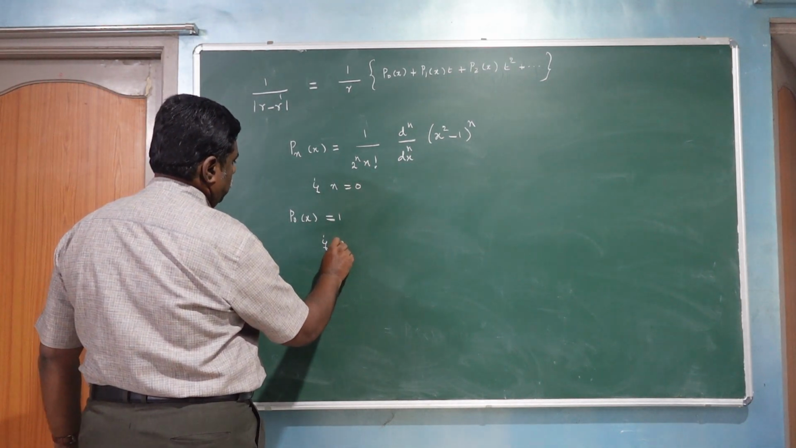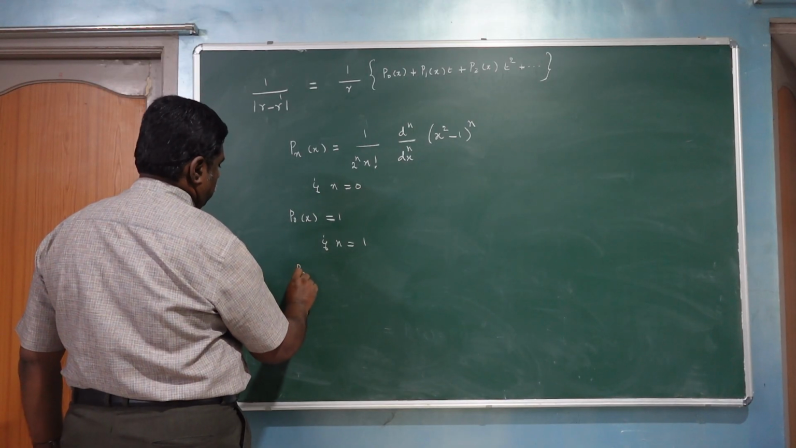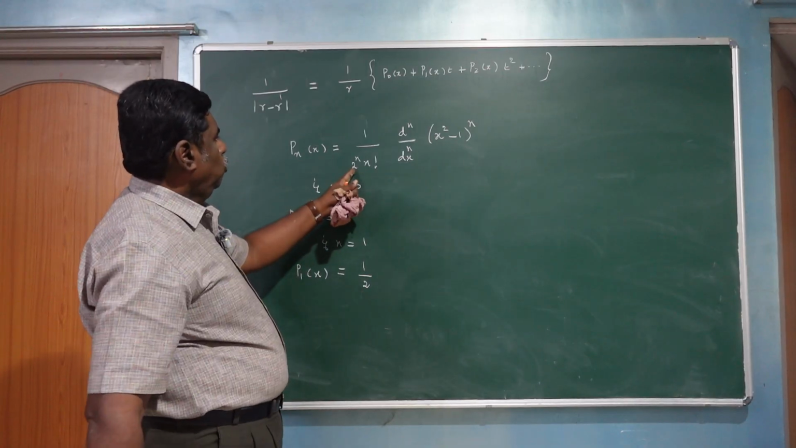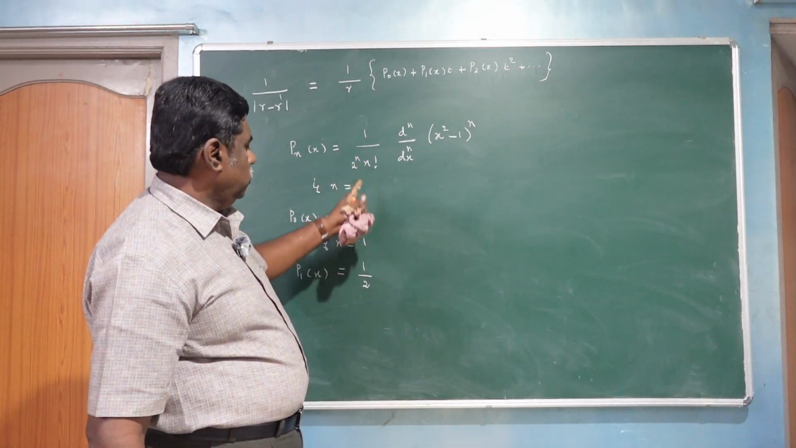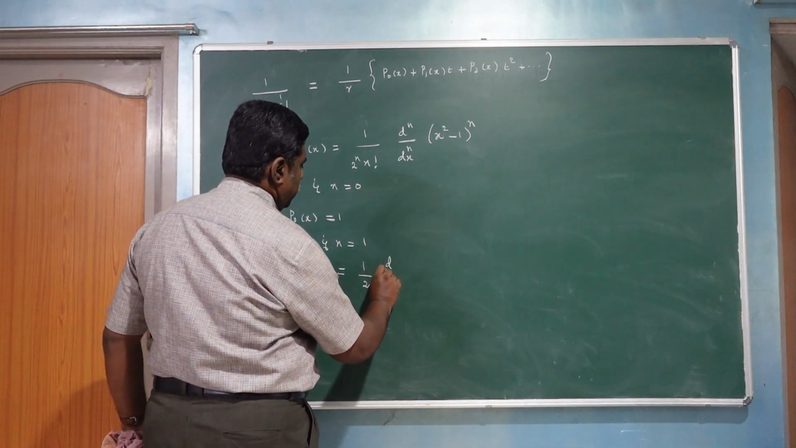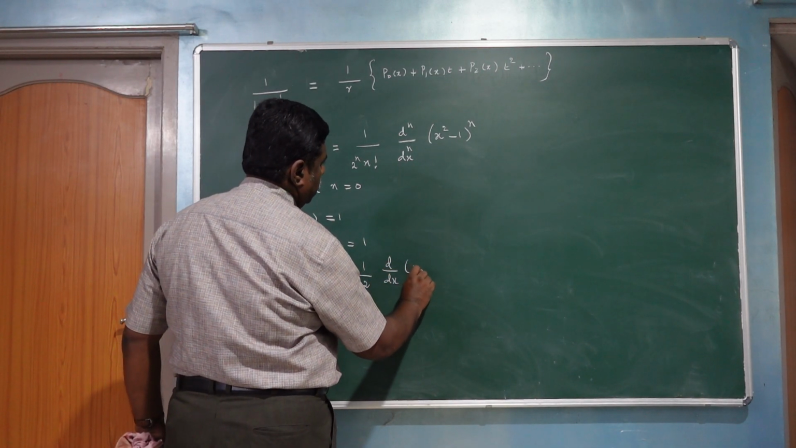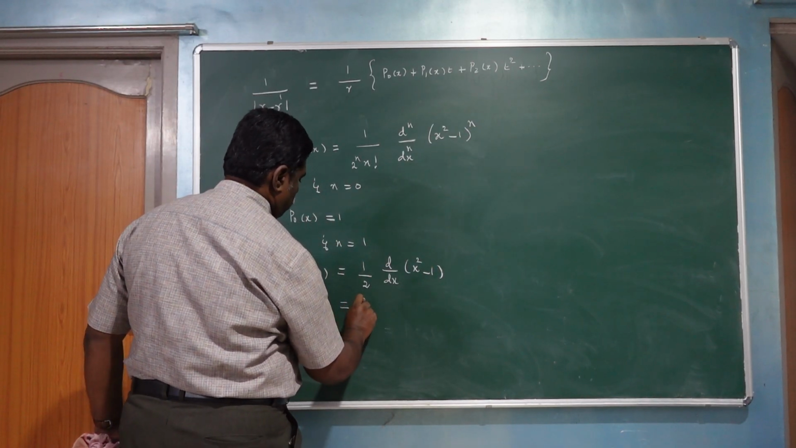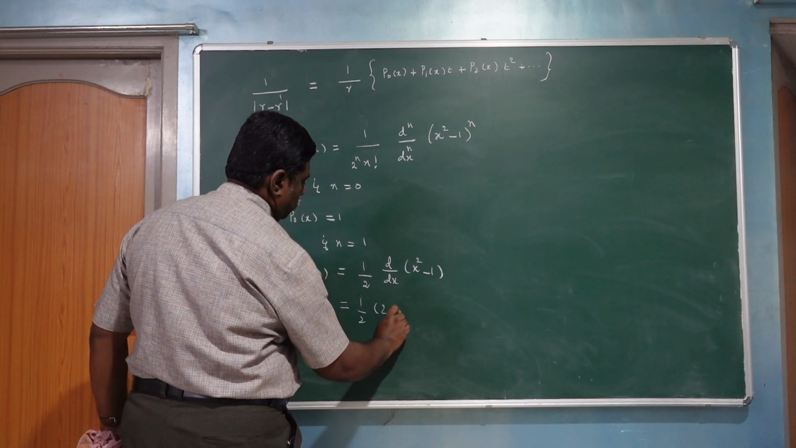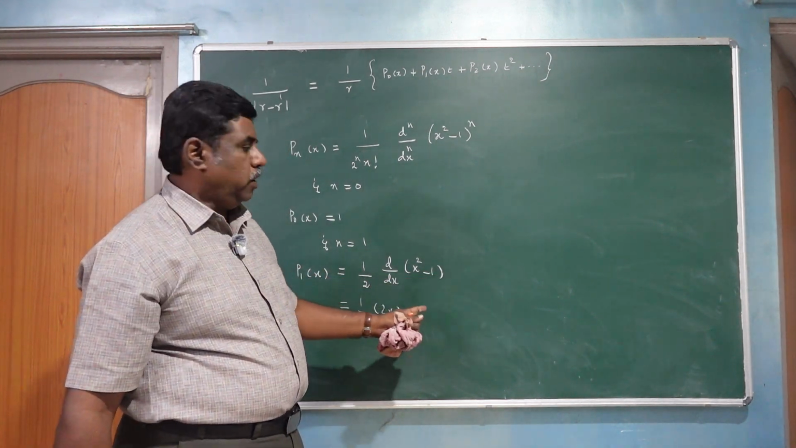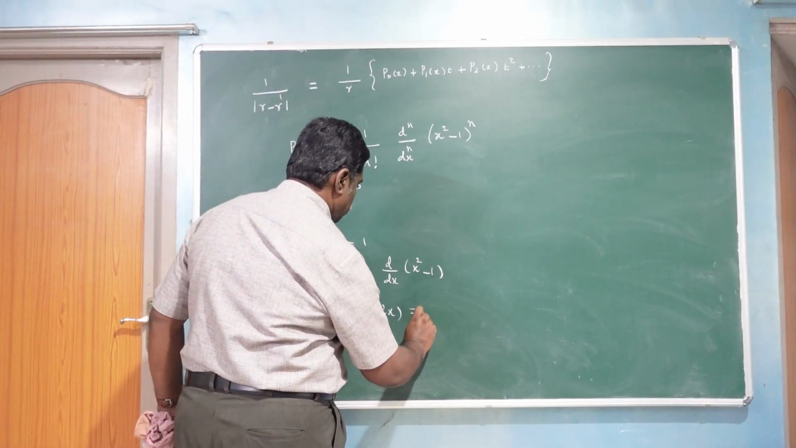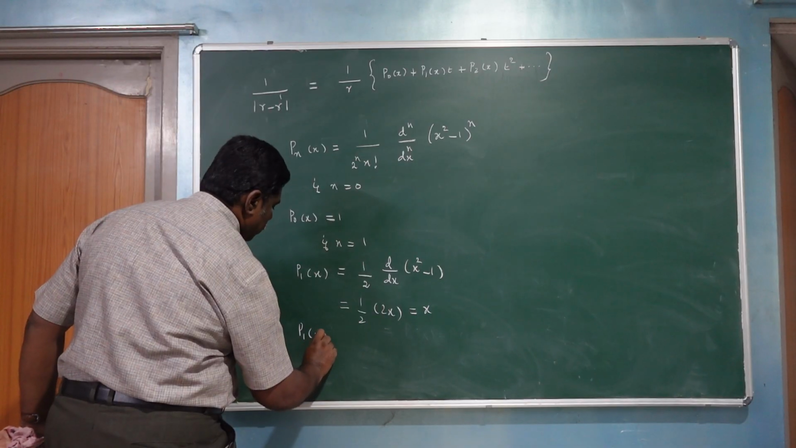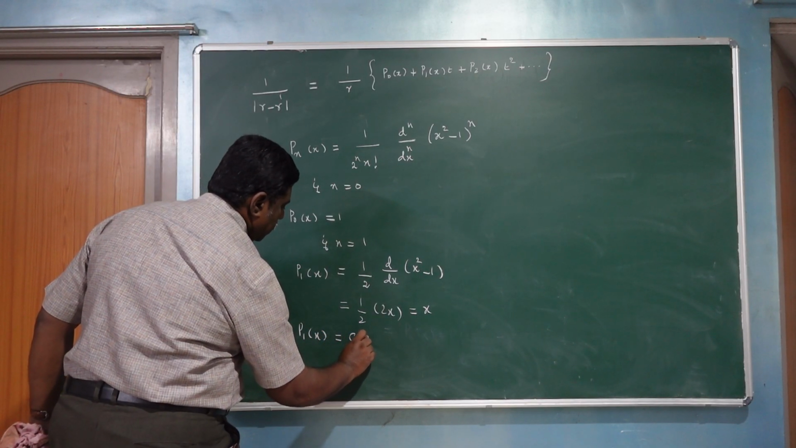If n equal to 1, then P1 of x is equal to 1 by 2 power 1 into 1 factorial, so 1 by 2. Then d by dx of x square minus 1. Here n equal to 1. This is equal to 1 by 2 into 2x, since d by dx of x square minus 1 is 2x. This is equal to x. But you have substituted x equal to cos theta, so P1 of x equal to cos theta.